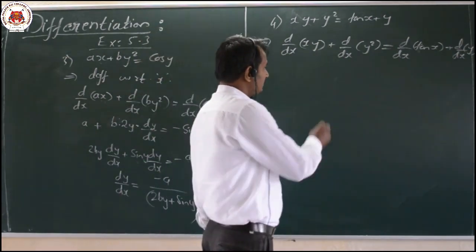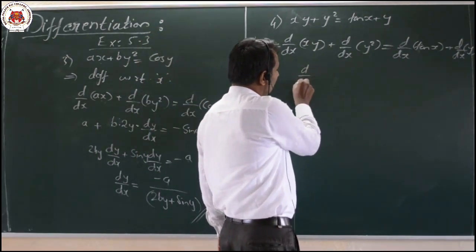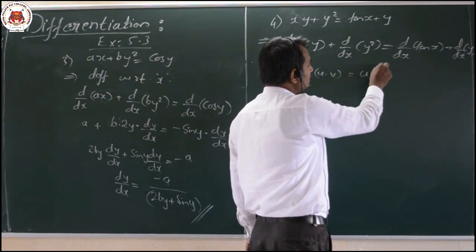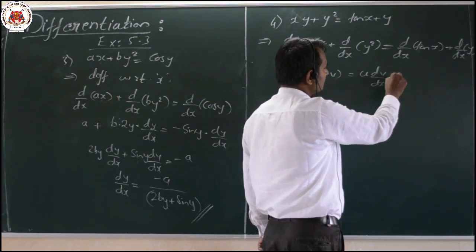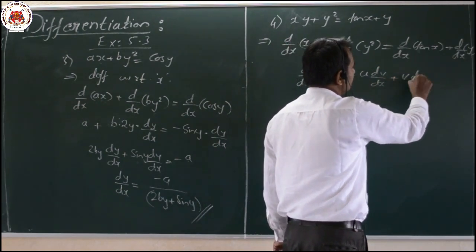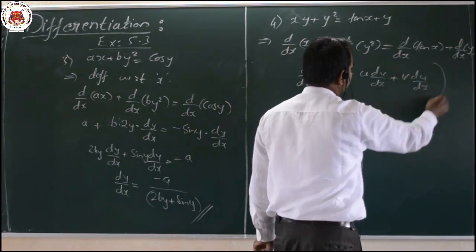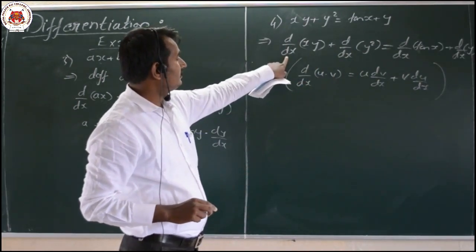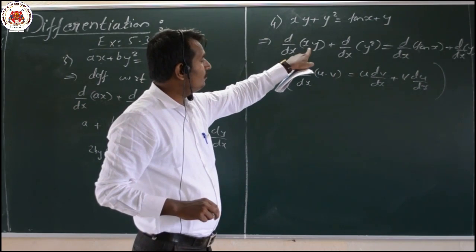What does that product rule say? d by dx of u into v is u as it is, dv by dx, plus v as it is, then du by dx. That is the product rule. That means here how we have to solve this? First of all, treat this as u and v.